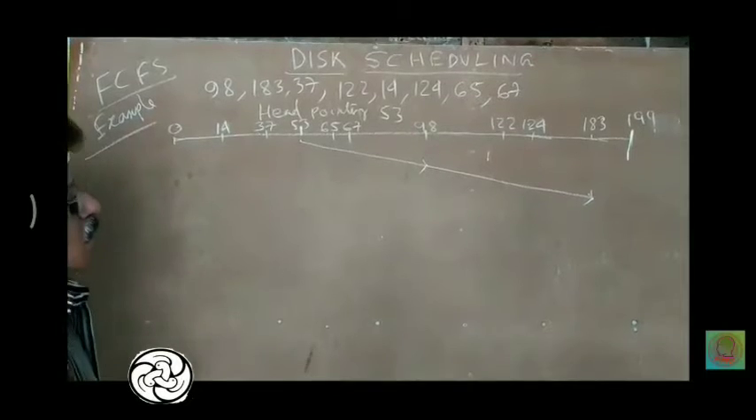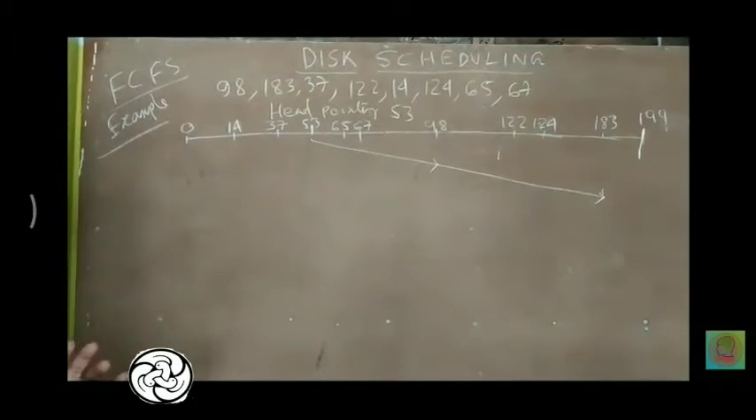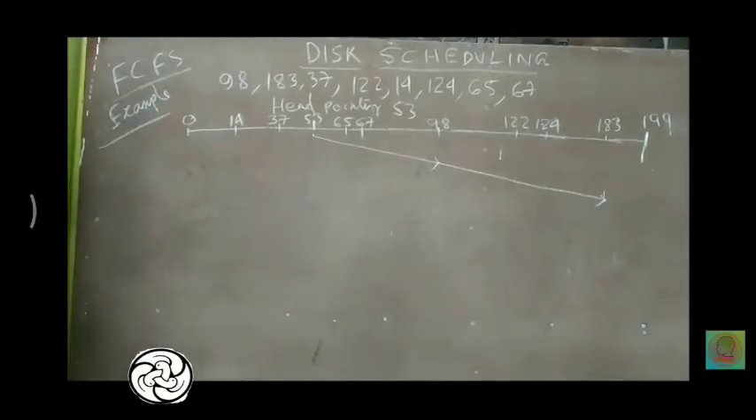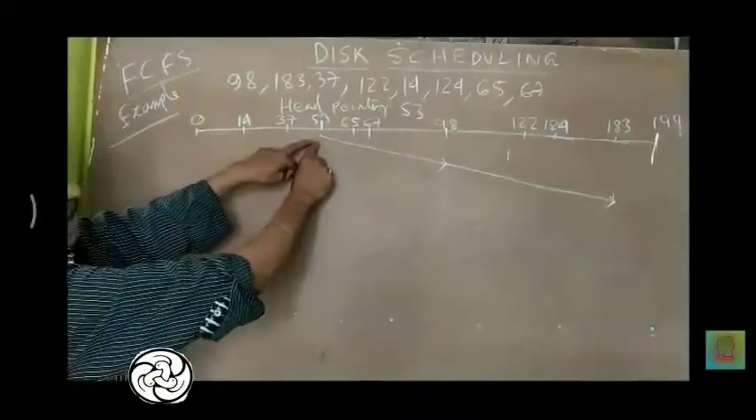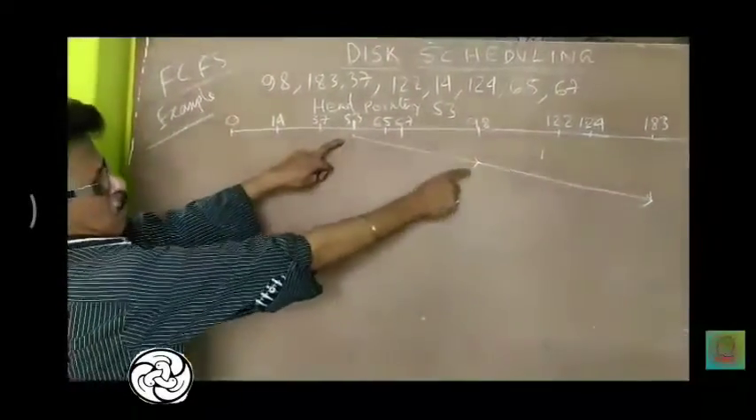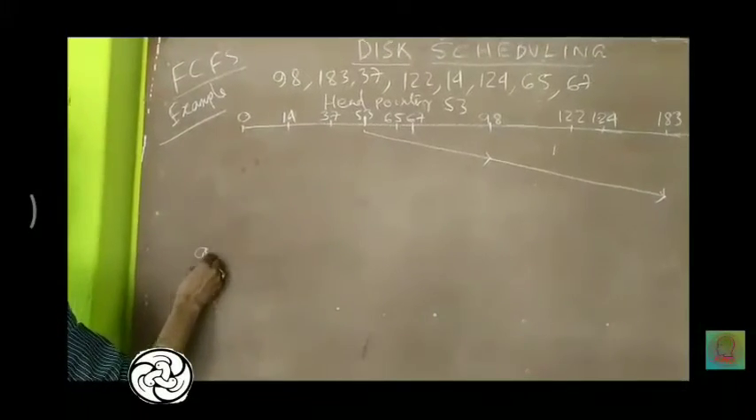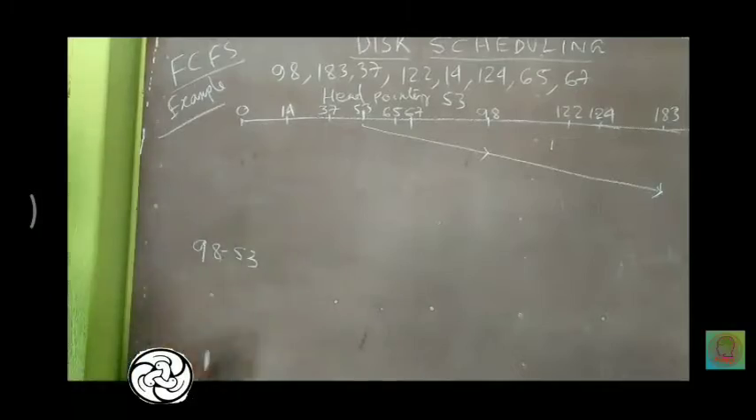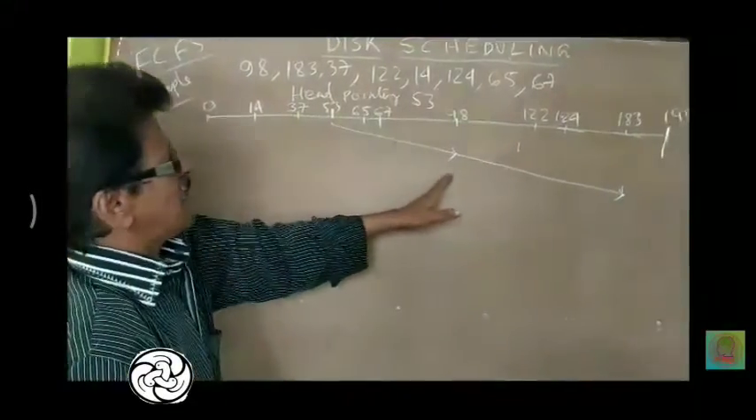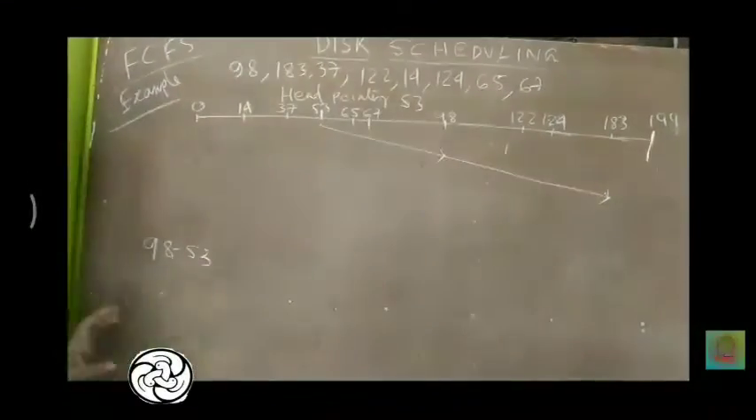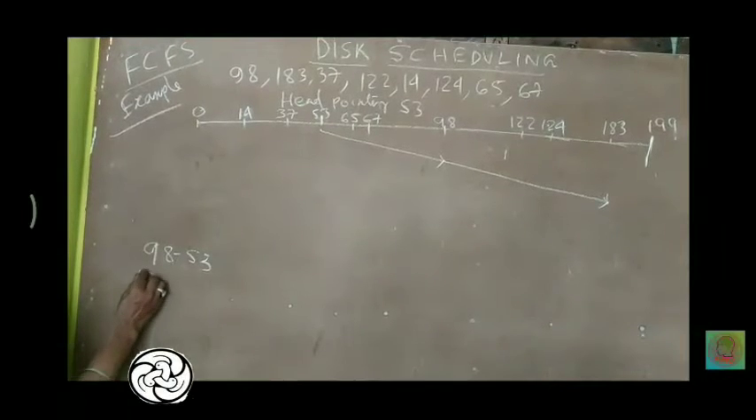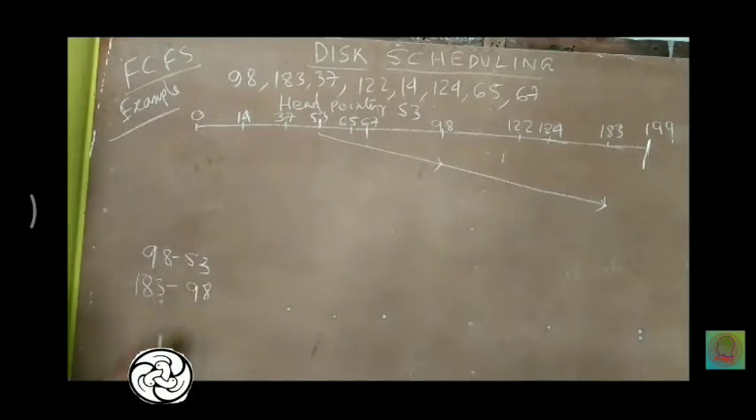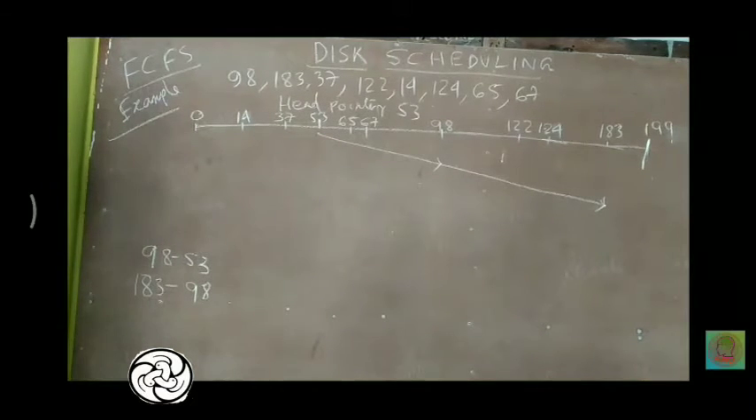Now how do we calculate the head movement? Head movement is nothing but, first we are at 53 and go to 98. That means how many moves are there? 98 minus 53. Now we are at 98, then we have to move to 183. How many moves are there? 183 minus 98.